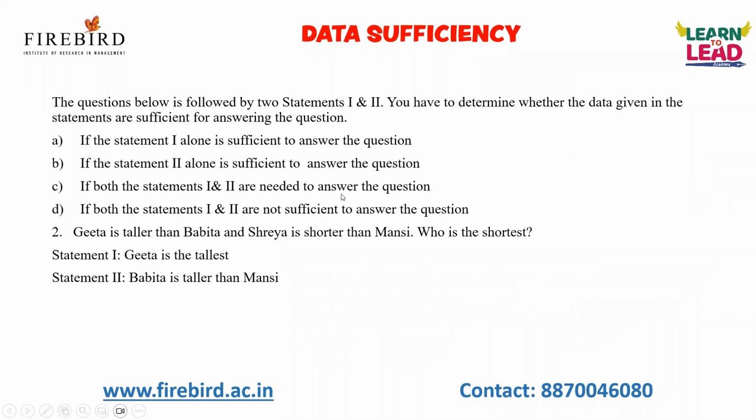Geeta is taller than Babita. Let us write the given data first. Geeta is taller than Babita, and Shreya is shorter than Mansi. We don't know the relation between these four. Who is the shortest is the question.